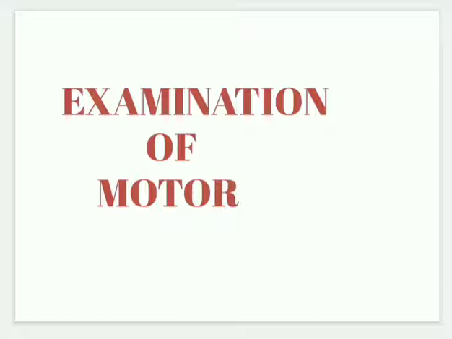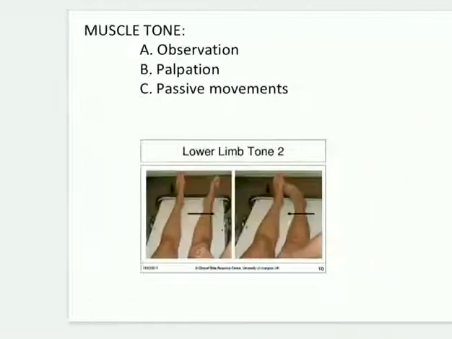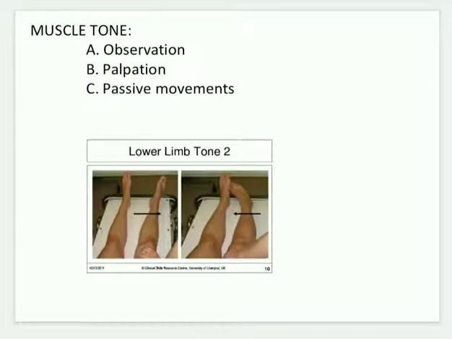Today we learn the examination of the motor system. We need to examine muscle tone, muscle bulk, strength, range of motion, and limb length discrepancy. First, we will deal with muscle tone.